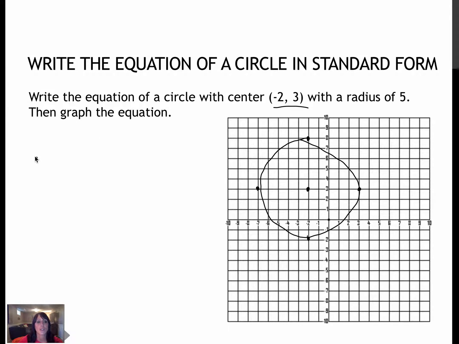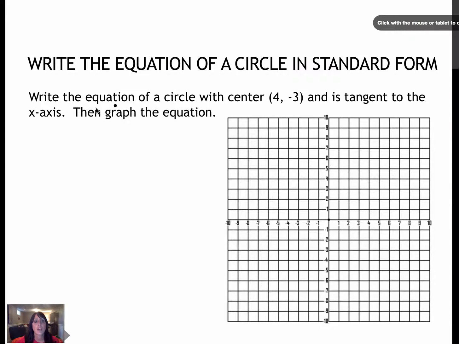The equation of the circle would be (x − −2), or (x + 2), quantity squared, plus y minus the y value, so (y − 3), quantity squared, equals the radius of 5 squared, which is 25. So that's the equation of the sort of circle that I just drew.